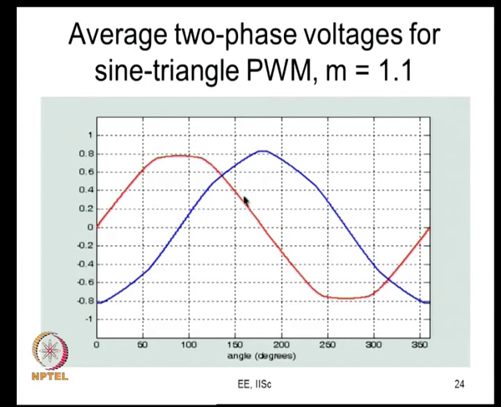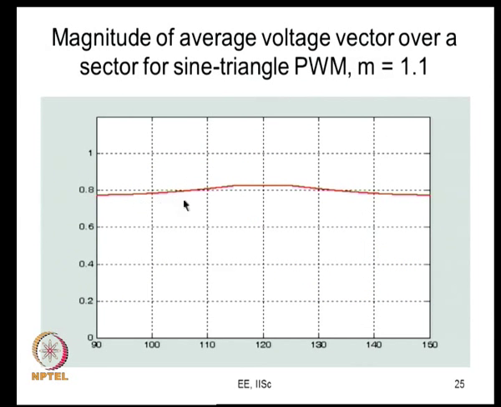You can clearly see that these are not sinusoidal, there is considerable distortion here. All right. So, if you look at the magnitude of the vector, it is a little above 0.785, which is pi by 4, and here you find it is close to 0.8, it goes a little above and below that. So, the magnitude varies, this is how the magnitude varies over a sector, and this repeats over every sector.